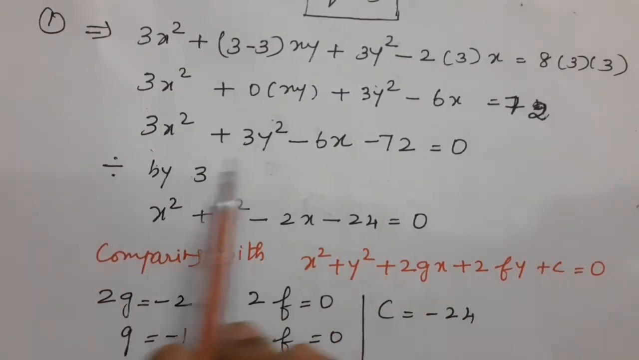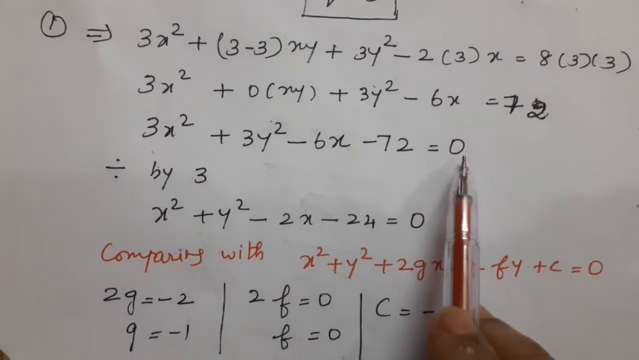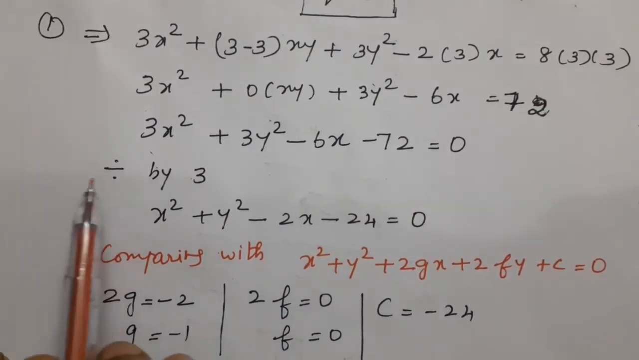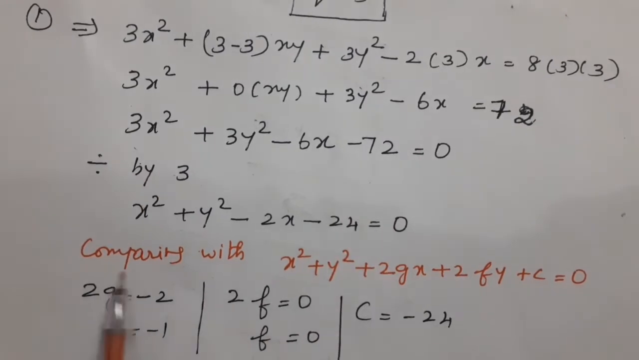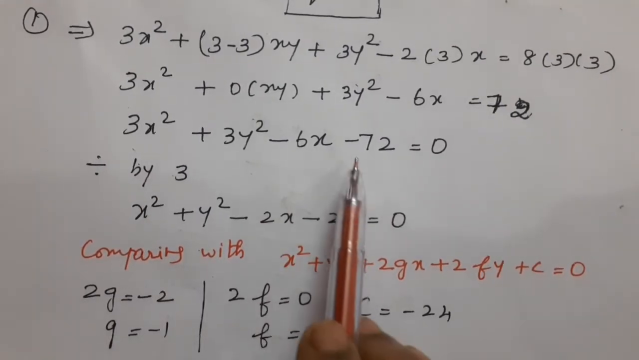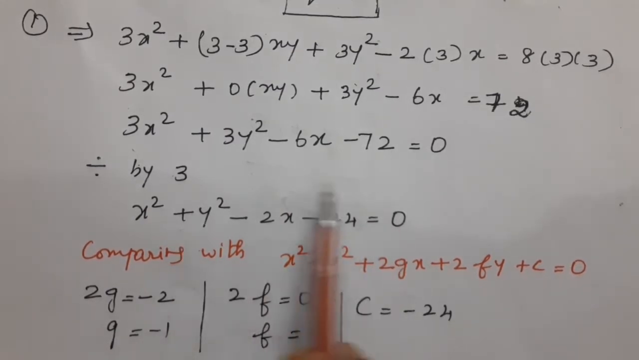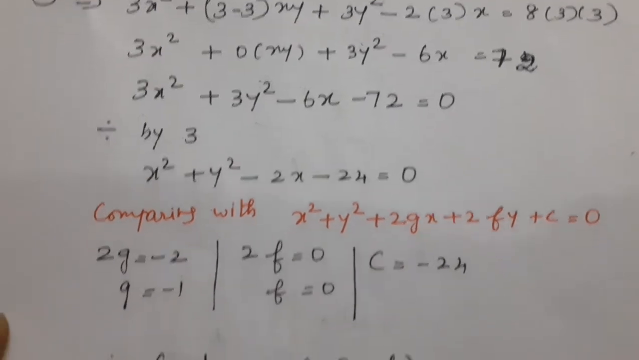Now after the calculation, 3x square plus 3y square minus 6x minus 72 equal to 0. Divide by 3. If you divide by 3, what happened? x square plus y square, 2 3s are 6, minus 2x, 24 into 3 is 72, minus 24 equal to 0. This is the equation of the circle.